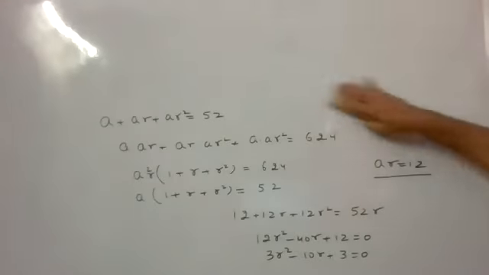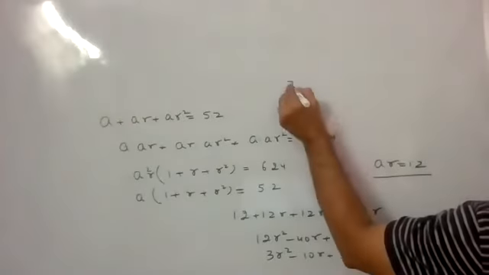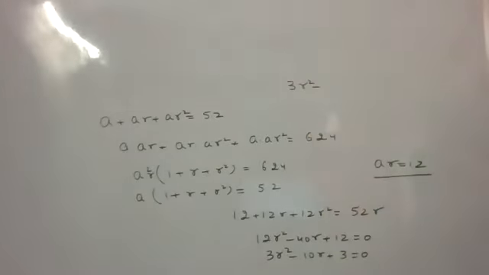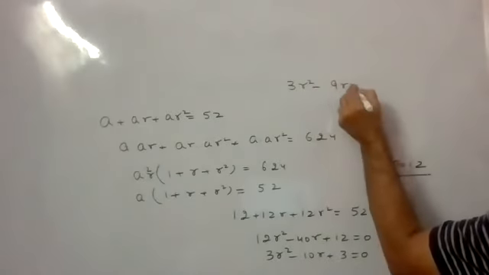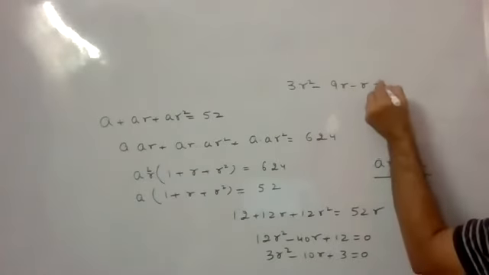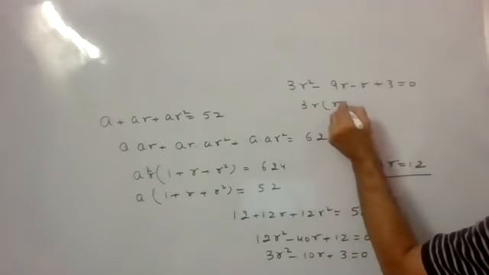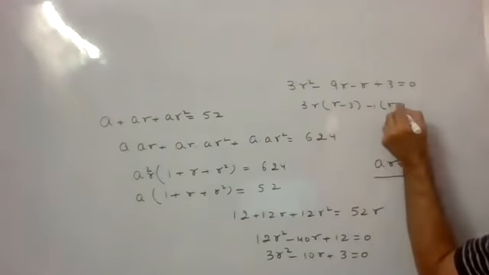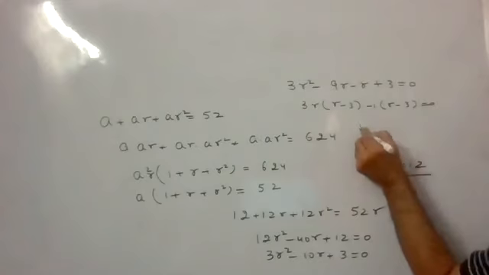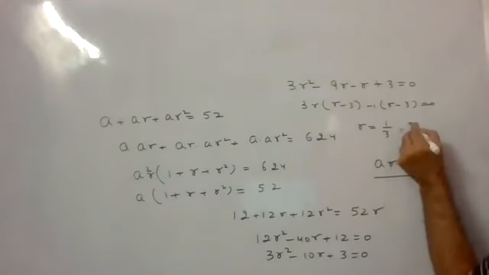Now I can take the middle term splitting: 3R square minus 9R minus R plus 3 comes out to be 0. So 3R common, R minus 3, minus 1 common, R minus 3. R is 3, or R is 1 by 3.